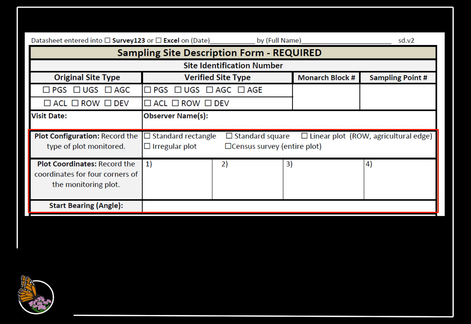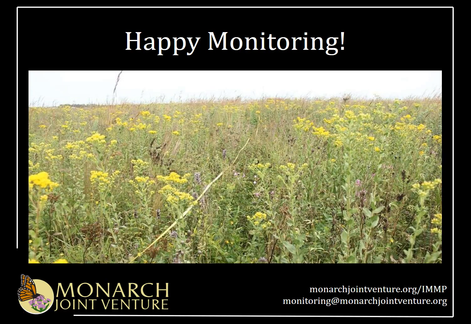You will record the type of monitoring plot that you set up, the coordinates for each corner, and your start bearing on your site description datasheet in this section. You now know how to set up your monitoring plot in the field. Next, you should watch the site description video to learn about what data to record at your site.